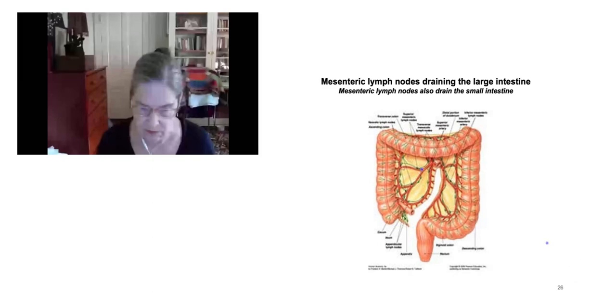And this is a horrible picture, but what I wanted to show you is this is a large intestine, and you can see all these little mesenteric lymph nodes draining it. So you have in your intestines, on the inside, you've got bacteria and all that.